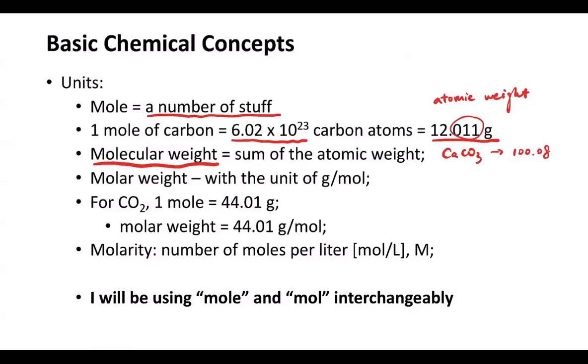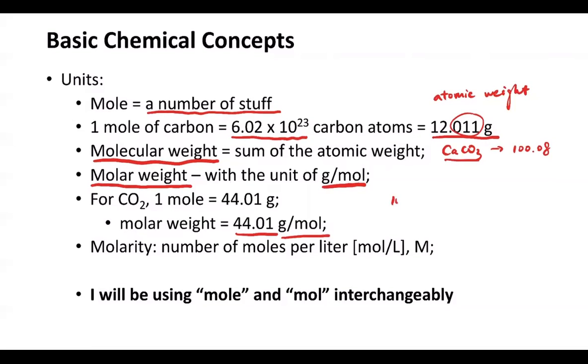So based on the molecular weight, people also define the molar weight. So basically, the molar weight means the weight per mole of stuff, okay? So it has the unit of gram per mole, right? So for example, for carbon dioxide, it has the molar weight of 44.01 gram per mole. And similarly, for the calcium carbonate, it has the molar weight of 100.08 gram per mole. Okay, so this is a molar weight.